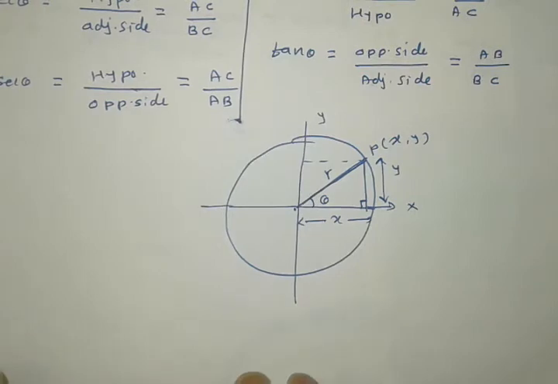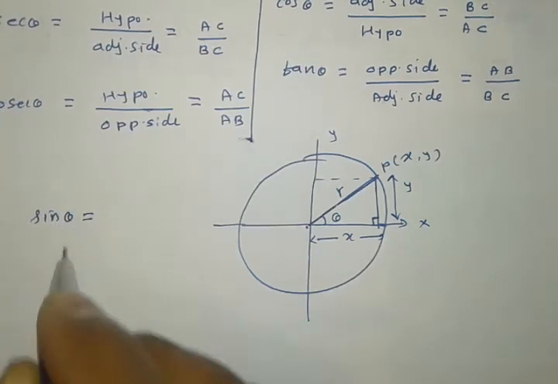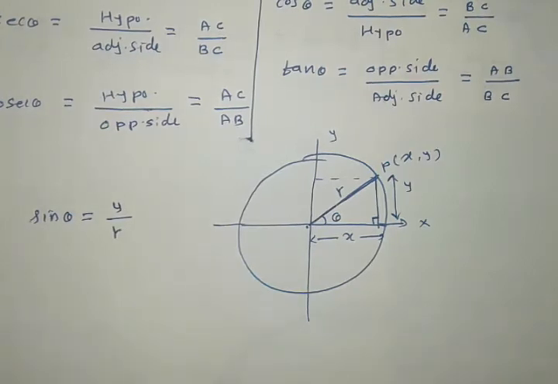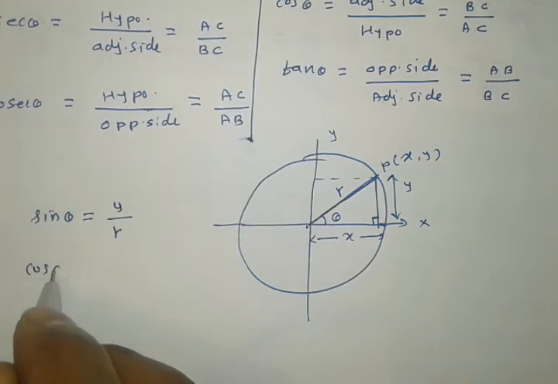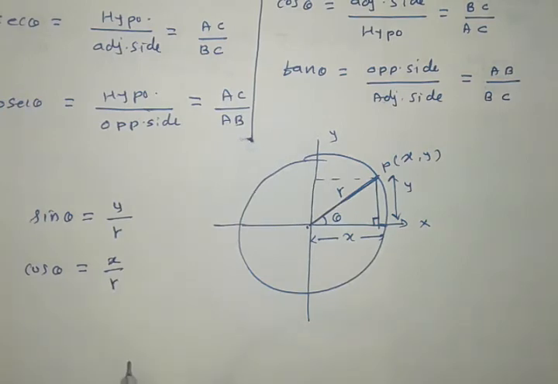Now from this diagram, we want to find the trigonometric ratios. The first one is sin theta. Sin theta means opposite side, that is y, upon hypotenuse r. Now cos theta means adjacent side, which is x, upon hypotenuse r. Then tan theta means opposite upon adjacent, y upon x.